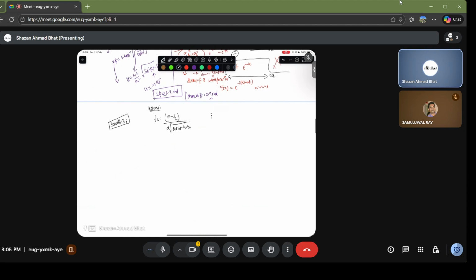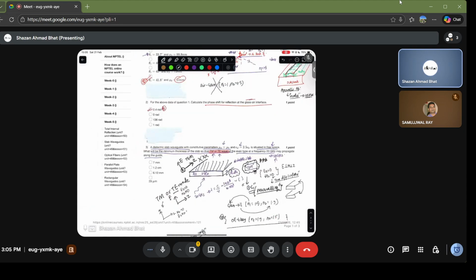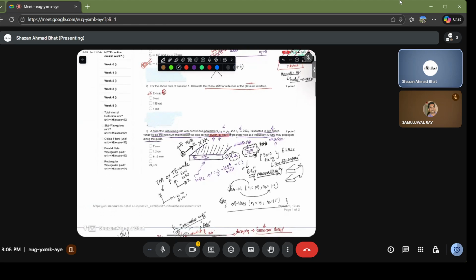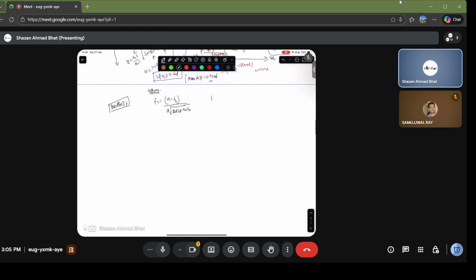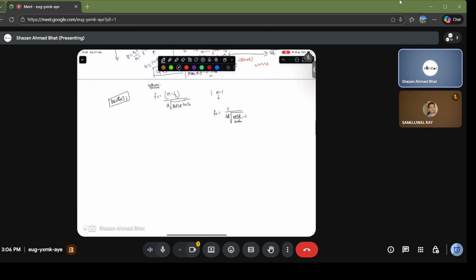So in the question, for n equals 1, you have the cutoff frequency equivalent to C divided by 2d under the root of mu d epsilon d divided by mu naught epsilon naught, minus 1. Just take this out, and accordingly you can get d from this, which will be basically C divided by 2 fc under the root of mu d epsilon d divided by mu naught epsilon naught, minus 1.